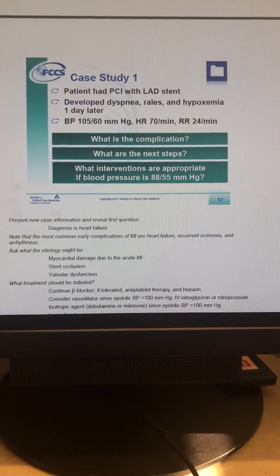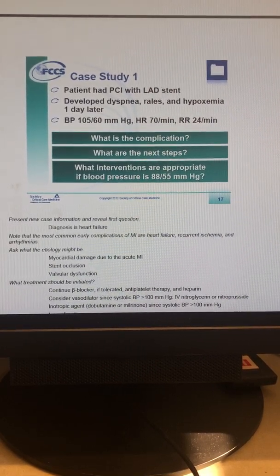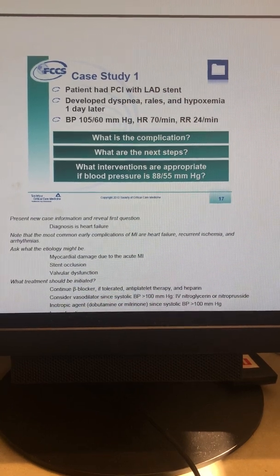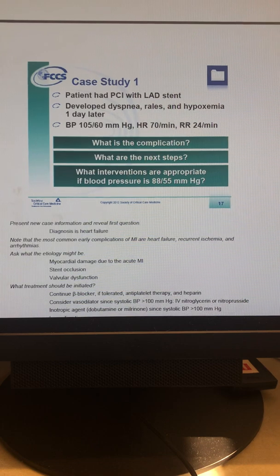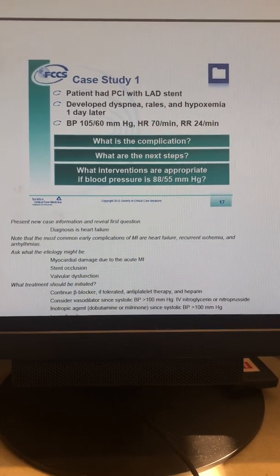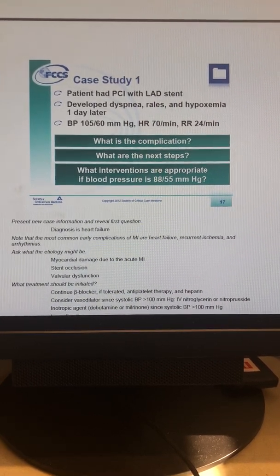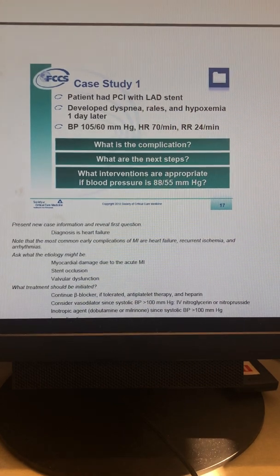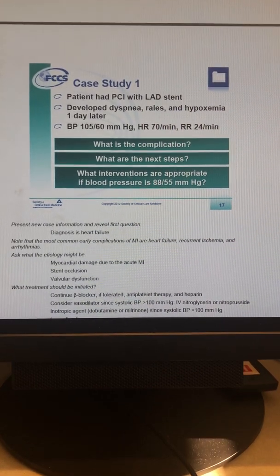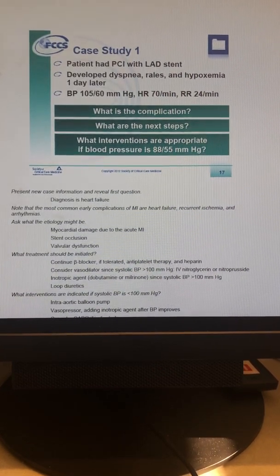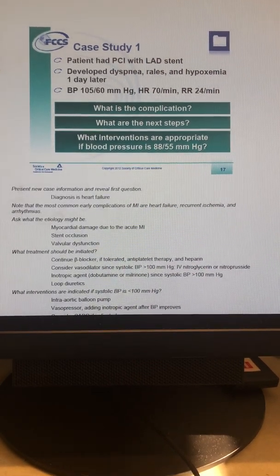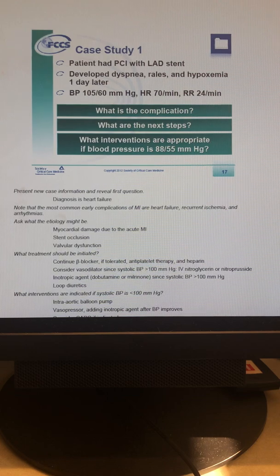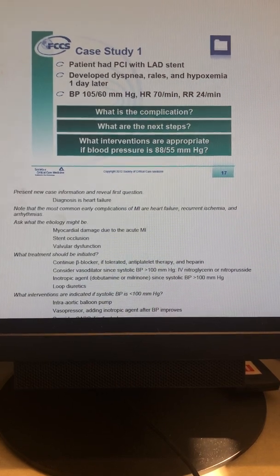What is the complication here? What are the next steps to treat this complication? What interventions are appropriate if blood pressure dropped to 88/55 instead of the 105/60? So let's go through that. These symptoms, as you know, are consistent with congestive heart failure or pulmonary edema from congestive heart failure. So that's the problem that we have here. And you can obviously order a chest X-ray and keep an eye on their pulse ox.